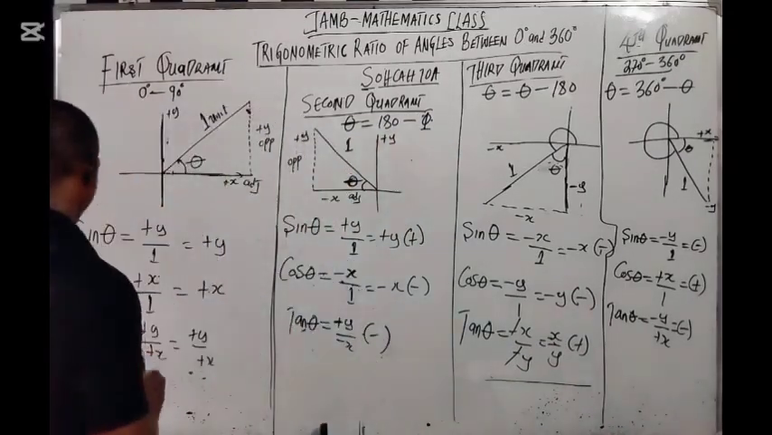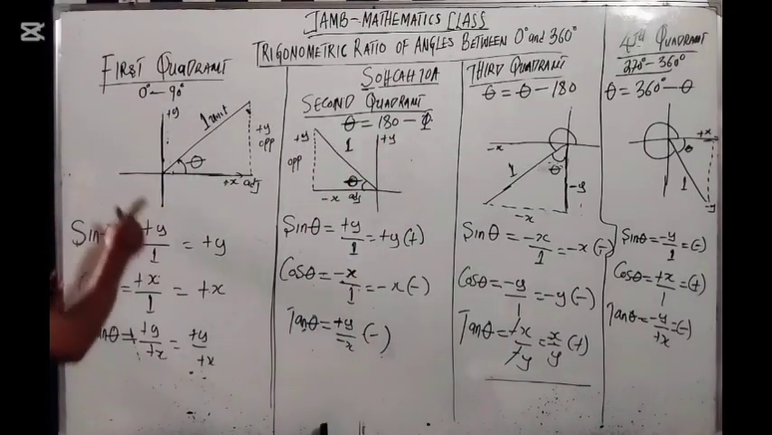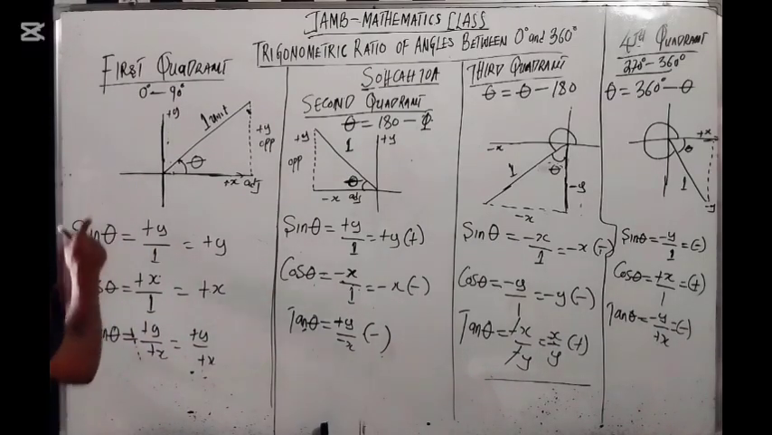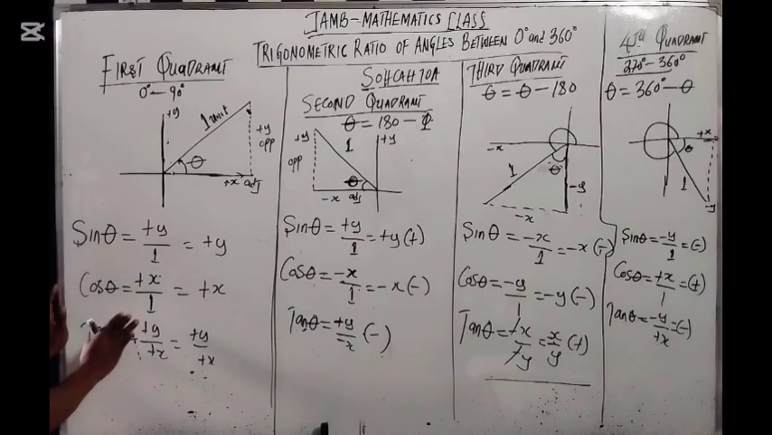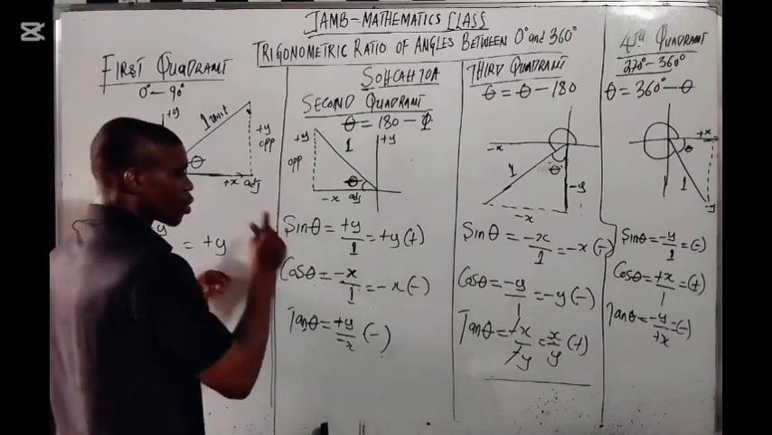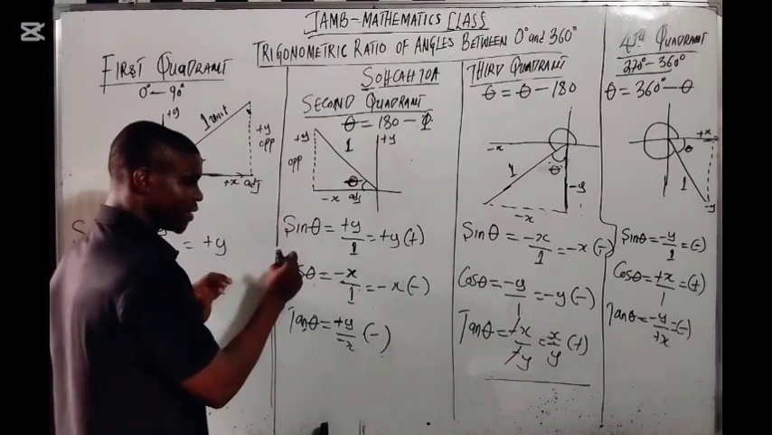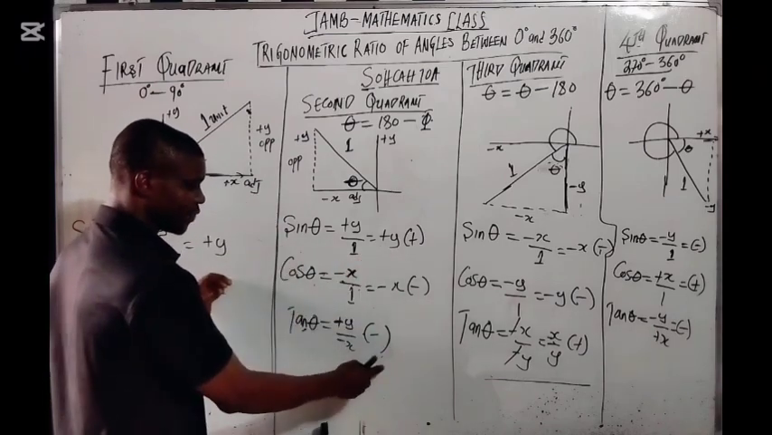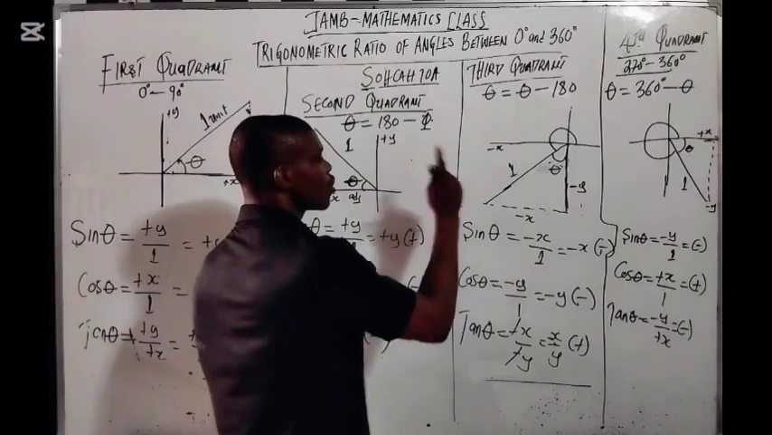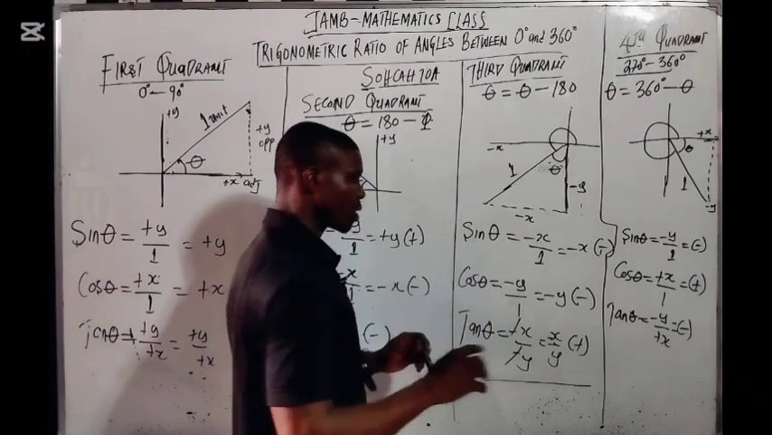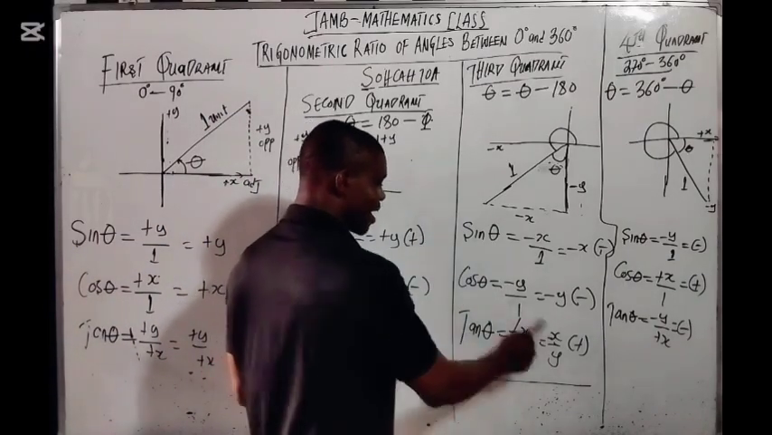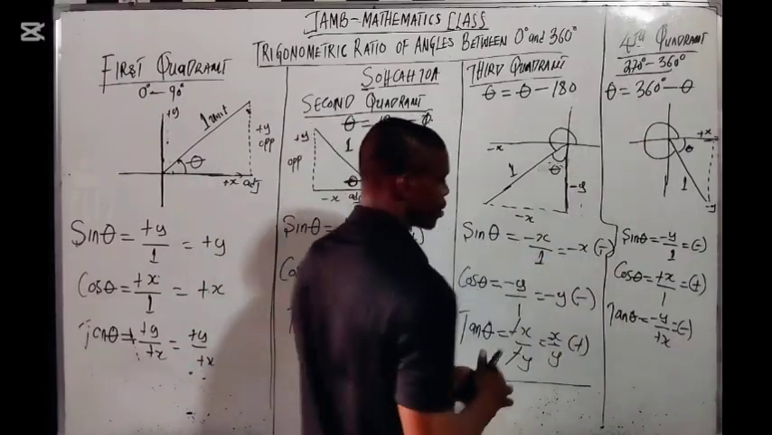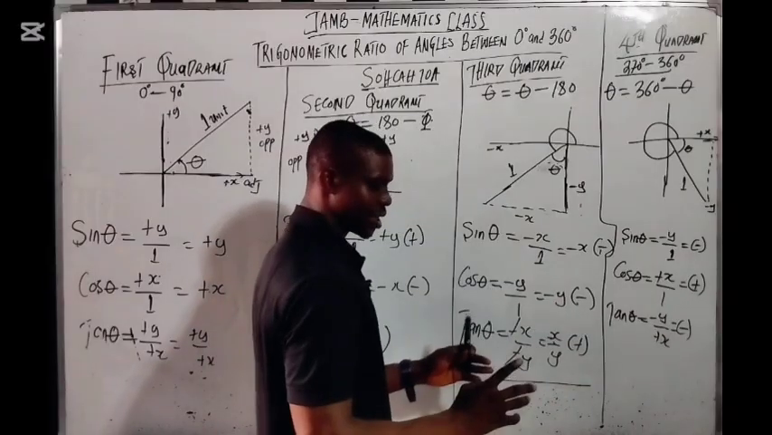So I want you to understand this here. In the first quadrant, all are positive. All of sine, cosine and tan are positive. In the second quadrant, only sine is positive. The rest are negative. Then in the third quadrant, only tan theta is positive. While in the fourth quadrant, only cos theta is positive. Do you understand?